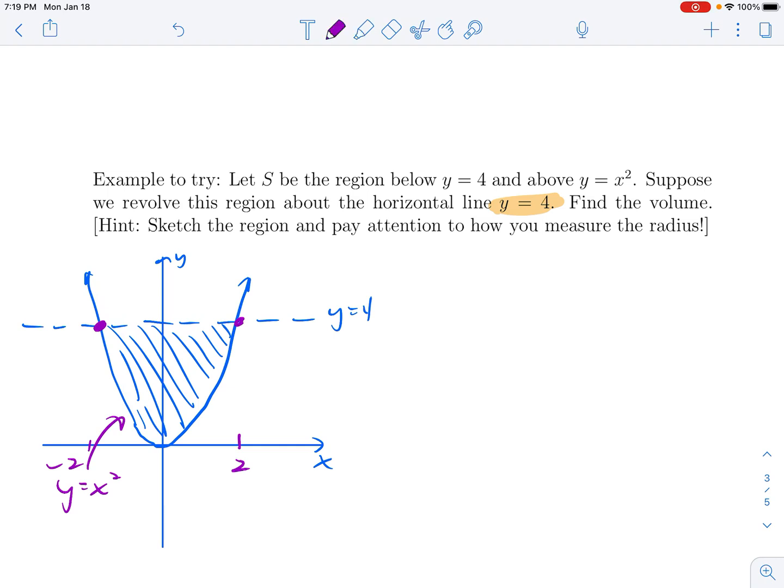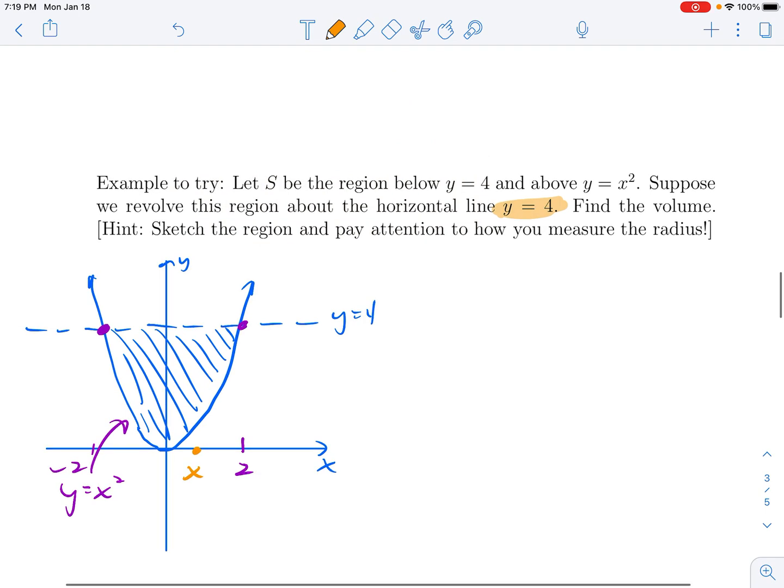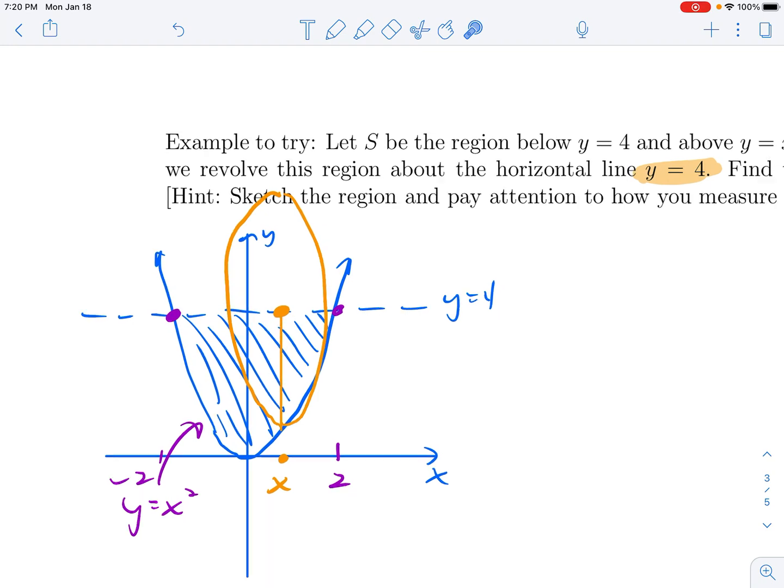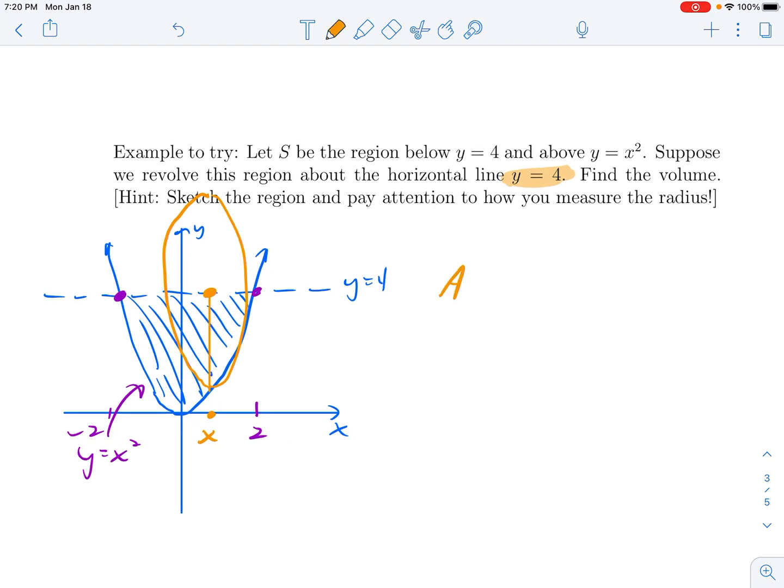So again, think about a slice, a general slice. Here's some value of x. Here's the part of the region corresponding to x. And we're going to spin it around y equals 4. So when we spin that around, we get a disk that looks like this. There's our disk. There's the center of the circle, and this is our radius. So the area of the slice is pi r squared, because each slice is a disk.